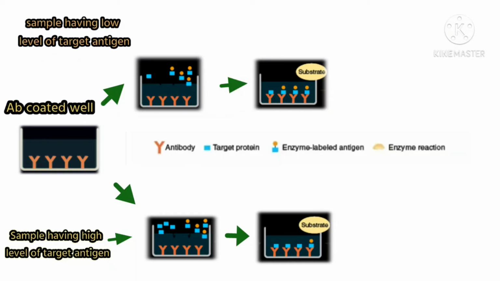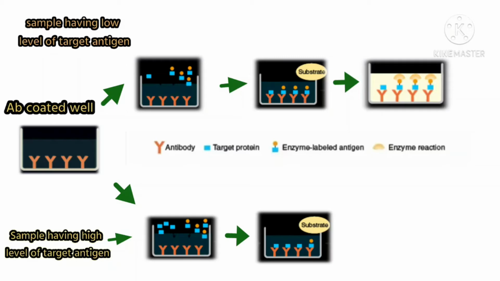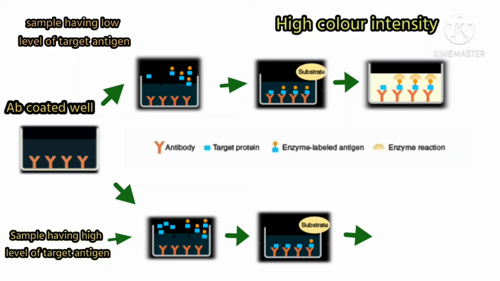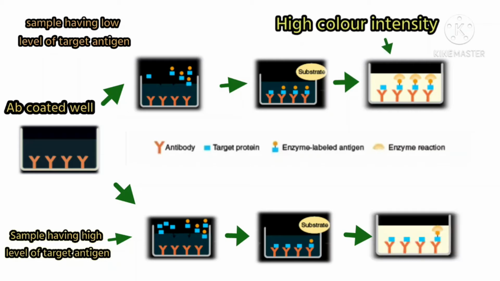For the color reaction, we have to add the substrate. The substrate binds to the enzyme conjugated antigens and produces color intensity. In the first case, we can see a higher color reaction because there is a low concentration of target antigen, but in the second case, there is a low color intensity because there is a higher concentration of target antigen bound to the antibodies. This is all about the competitive ELISA process.